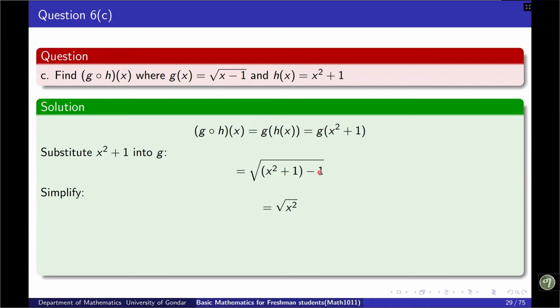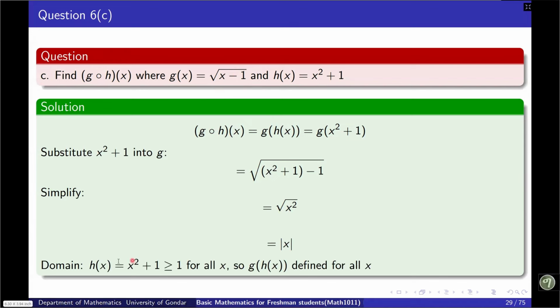Further, the simplified form of this could be the square root of x squared, and the square root of x squared is already the absolute value of x. Therefore, for the domain, h of x is x squared plus 1, which is greater than or equal to 1 for all x. So g of h of x will be defined for all x. That's the absolute value of x, that means.